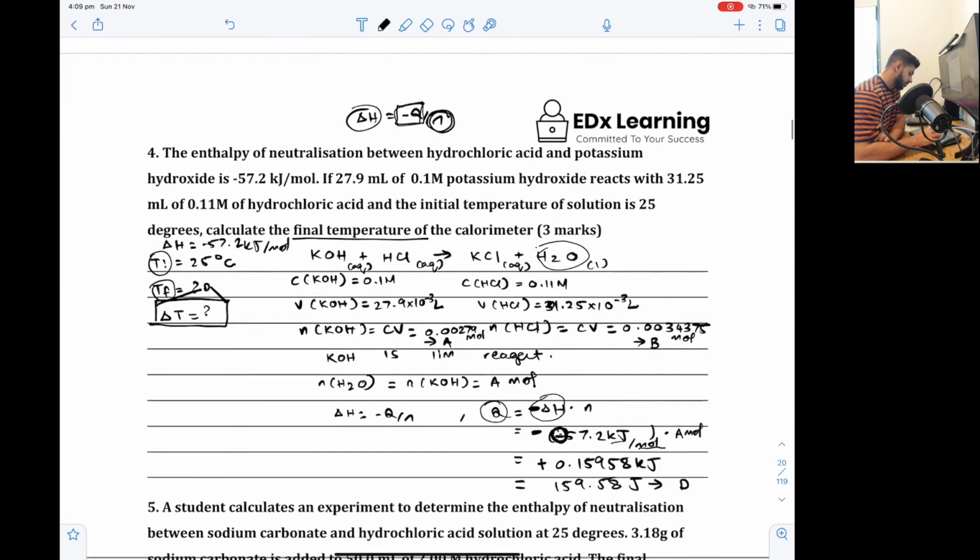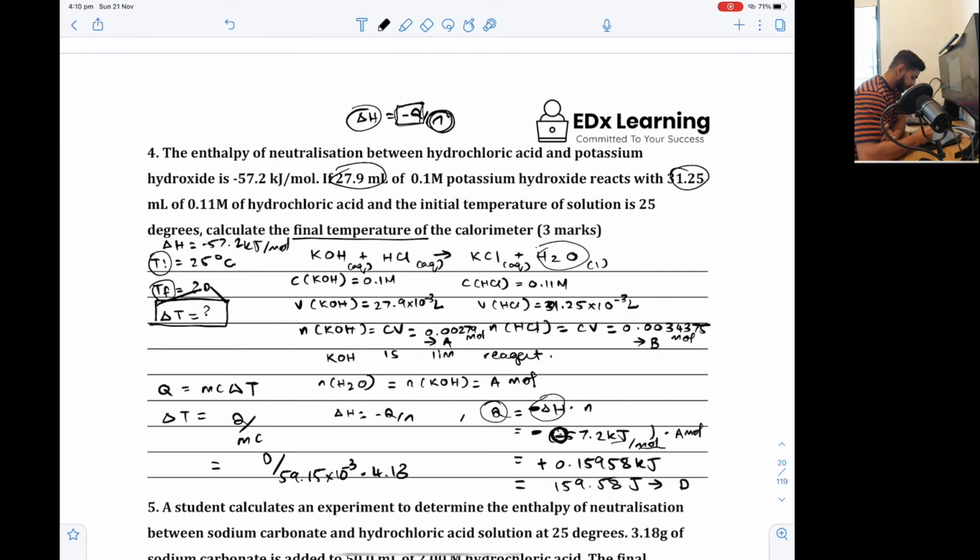All right. Okay, so now we know Q equals mcΔT. What's our mass value? What's the mass of water? Is it 27.9 plus 31.25? Exactly, right? It's all just water. That's what the solution is. So what is that? 59.15 milliliters. Good. So convert that to liters. And what's the specific heat capacity of water? 4.18. So what's our final answer?